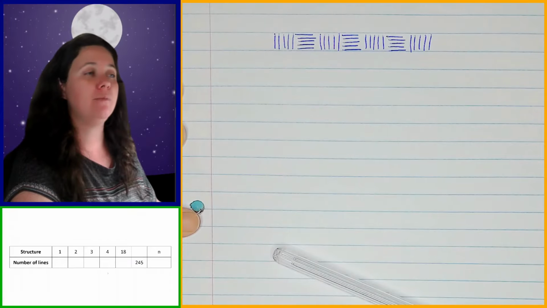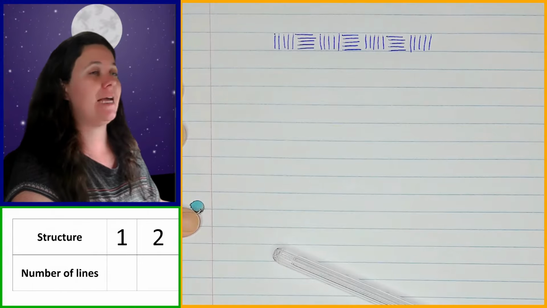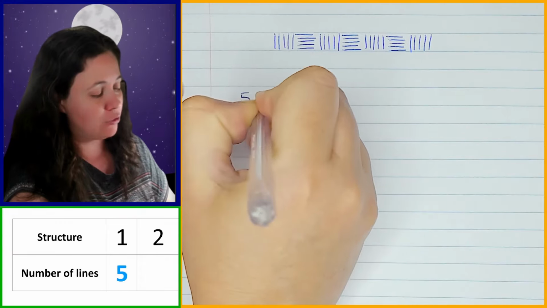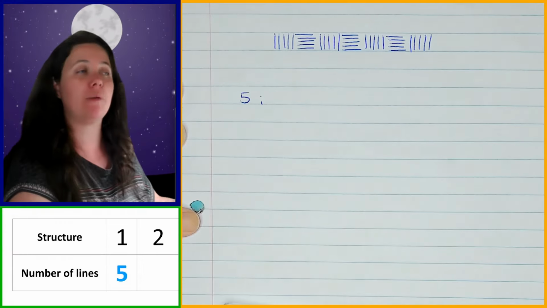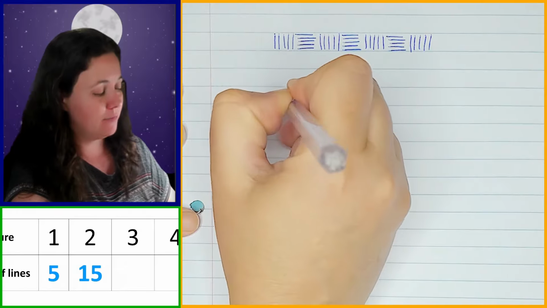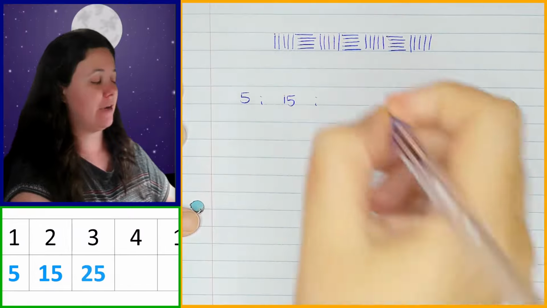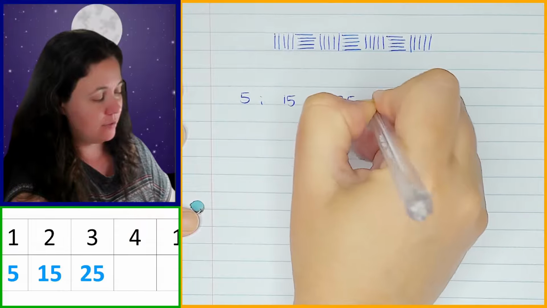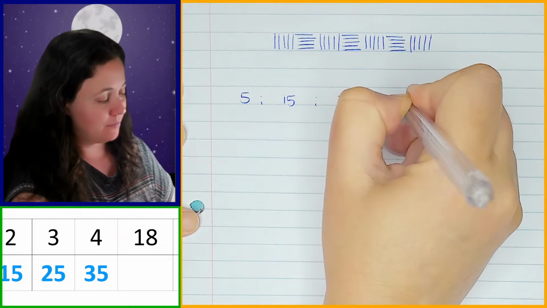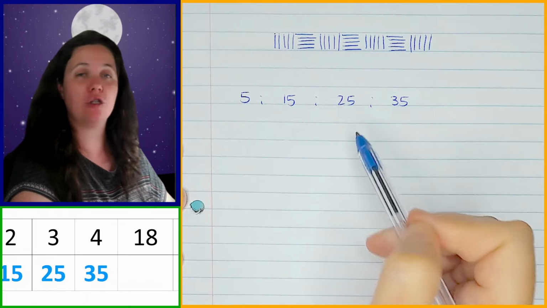Okay, so for the first one, the first structure had 5 lines in it. So we're going to start off with 5. I'm just writing it here as well, so I'll be able to use this for working out my rule. Then the second structure had 15 lines. The third structure had 25 lines. And the fourth structure had 35 lines. So those values just came from the diagrams that they gave you and the structure that you drew as well.